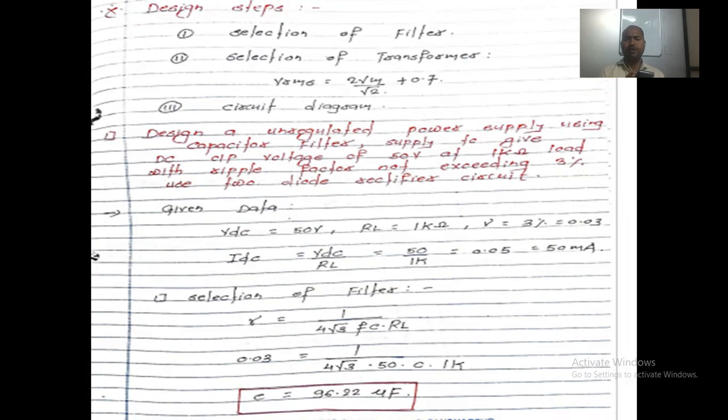I am again giving you the example of capacitor type of filter, to give DC output voltage of 40 volt at 2 kilo ohm load, with ripple factor not exceeding 2%. Use 4 diode rectifier circuit.